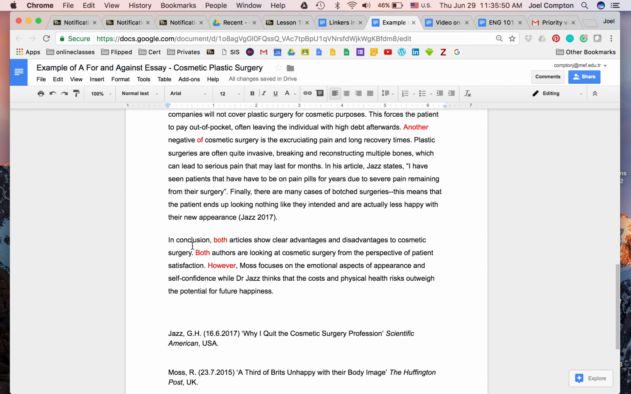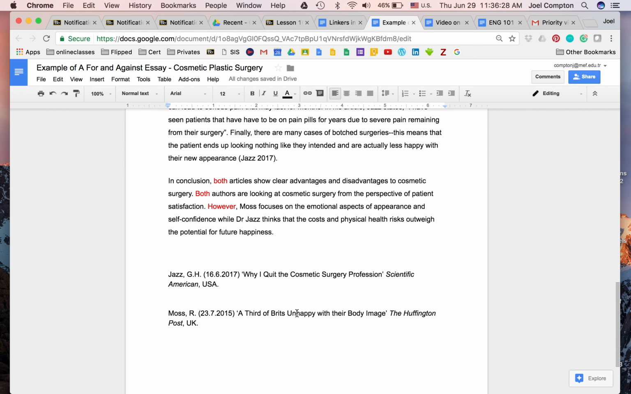And in your conclusion, we want both a comparison and a contrast. So in other words, things that are similar in the articles and things that are different. So you notice here that she says both articles show clear advantages and disadvantages. Both authors are looking at cosmetic surgery from the perspective of patient satisfaction. That would be the comparison where they're similar. And then she has a sentence here that tells us about their differences. Okay, so Moss focuses on one thing, and then Dr. Jazz focuses on something else. So your conclusion should have comparison and contrasting sentences.